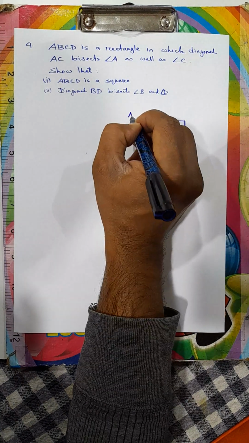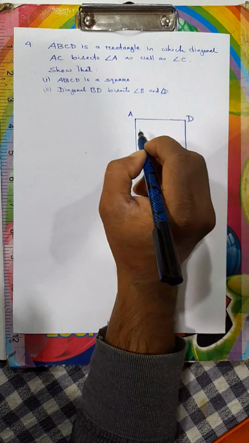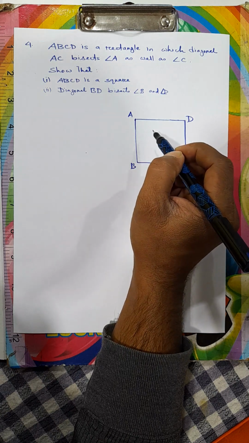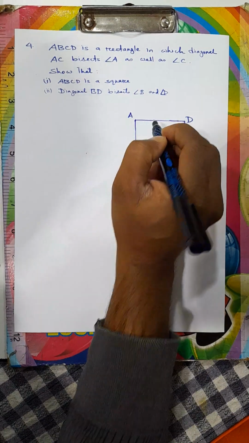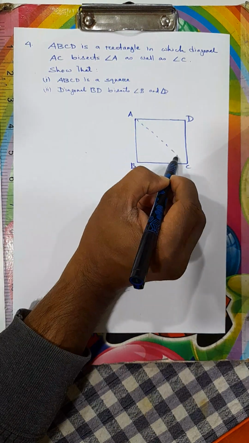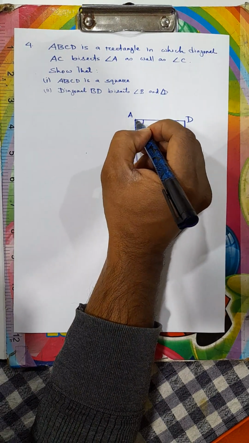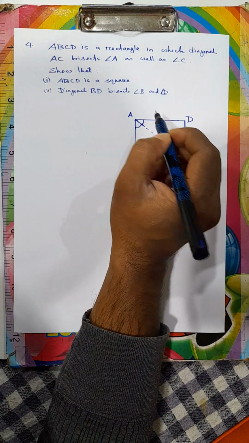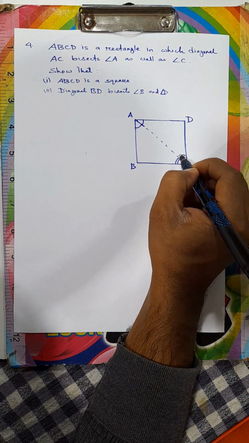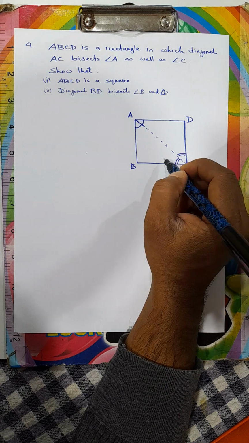So let us say this is ABCD vertex, right? ABCD is a rectangle in which diagonal AC bisects angle A. So let us join the diagonal here. It says these two angles are equal, right? As well as angle C. That means these two angles are equal. So that ABCD is a square.